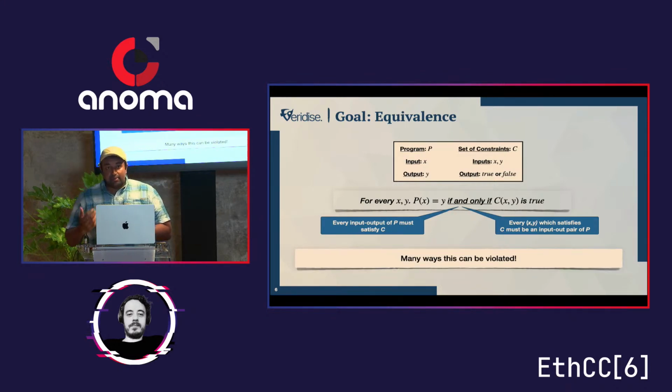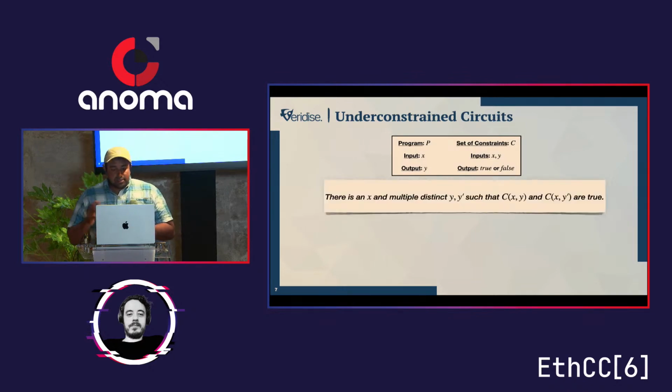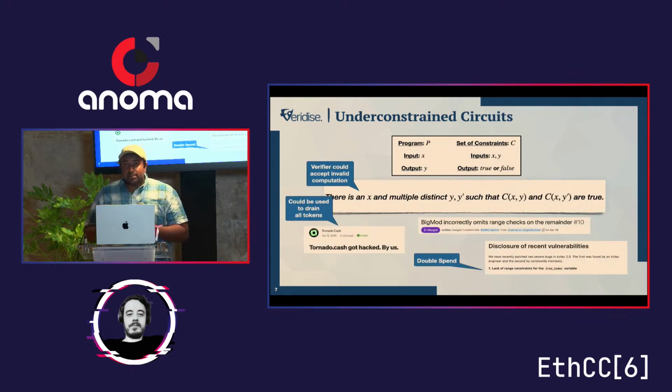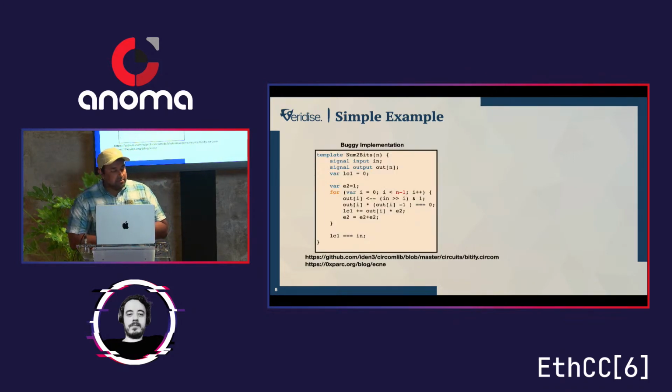At Veradice, we have found many different ways that this equivalence can be violated. I'll talk about one today, which is under-constrained circuits. More precisely, we say a circuit's set of constraints C are under-constrained if there is some input X and multiple distinct outputs Y, Y prime that both satisfy the constraints. The reason this is bad is that your verifier is going to accept some witness that doesn't actually correspond to your computation. In practice, a lot of serious ZK hacks have been due to under-constrained bugs and resulted in severe financial loss.